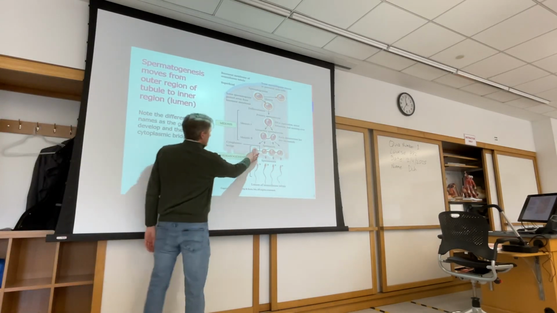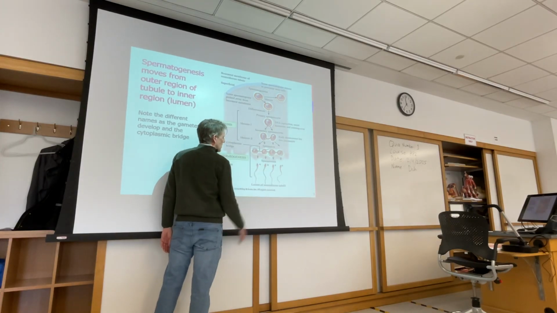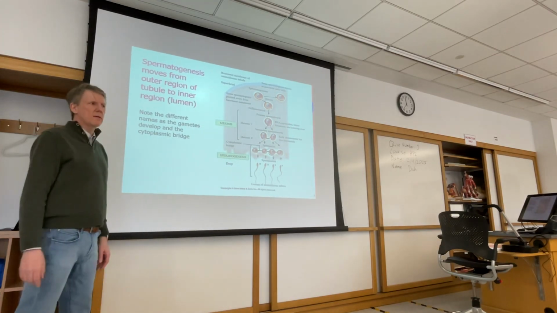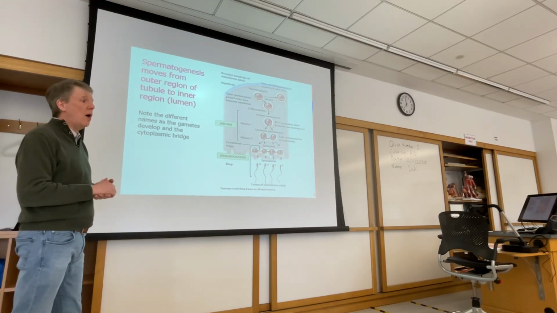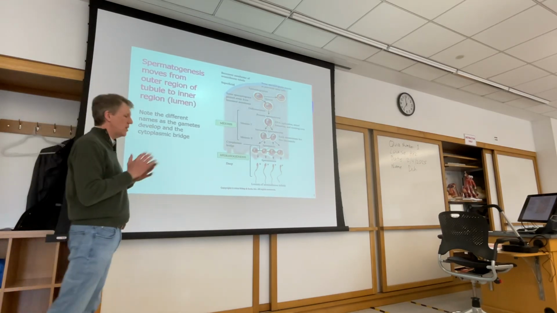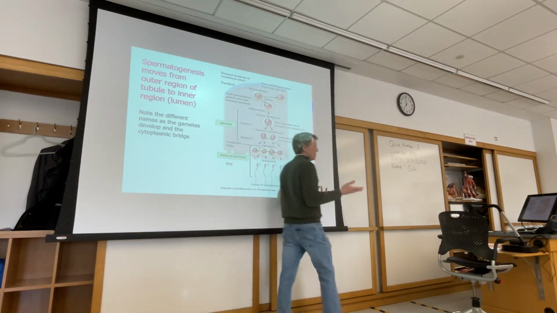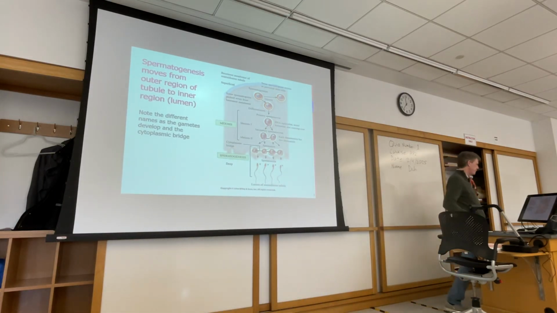They've got to make their head much more streamlined. Why is it important that they're streamlined? Yeah, they've got to swim a long way, right? So they've got to be as efficient as possible. So they've got to make some shape changes to become the mature sperm. So that's kind of the big picture.